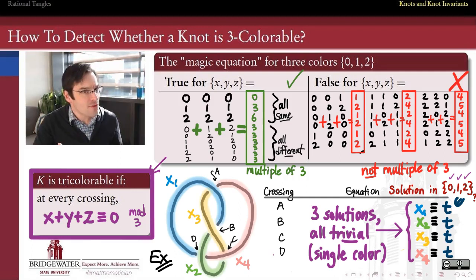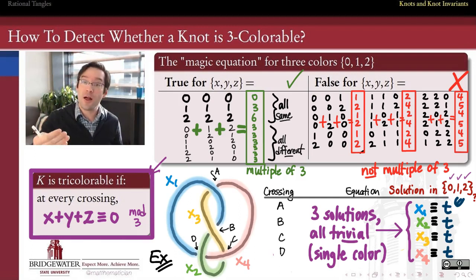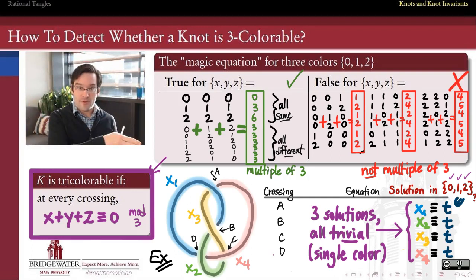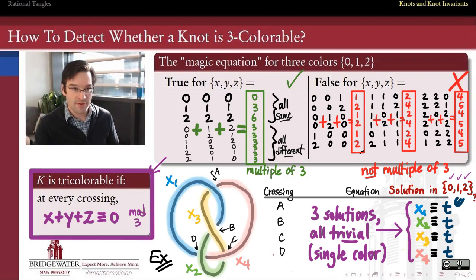Which works. It's a tricoloration of this knot, but it doesn't use all 3 colors, 0, 1, and 2, so it's not an interesting tricoloration. So the only way to tricolor the figure 8 knot is to use the same color on every arc. And so that's not very interesting. We say that this knot only has trivial tricoloration. So the figure 8 knot was a flop as far as tricolorability is concerned.